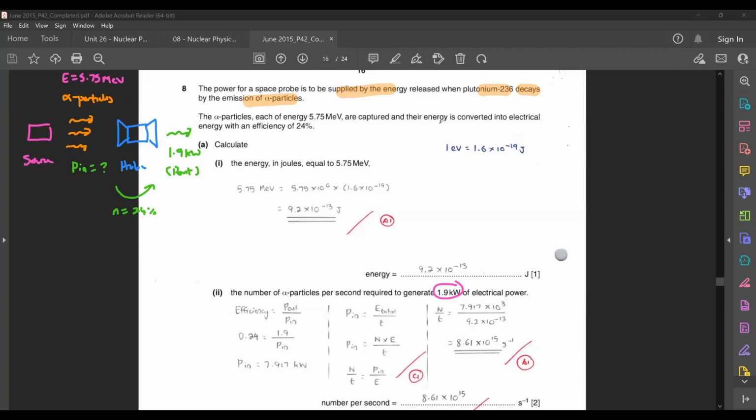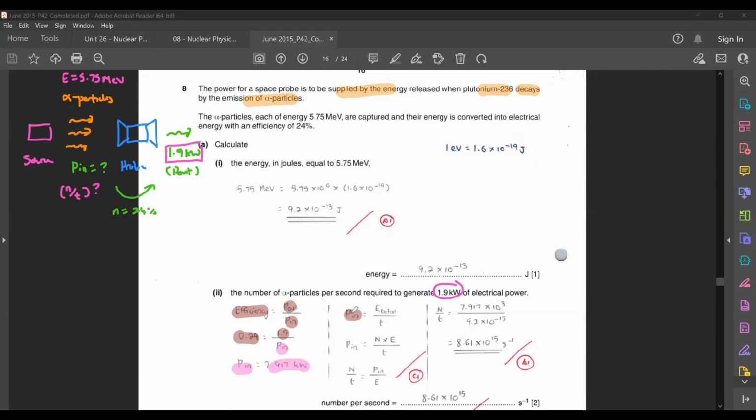So the question now is just asking you, if you have wanted 1.9 kilowatts of power, how much should your alpha particles per second be? So this one, you can actually relate back to your definition of power from AS, where we tell you efficiency is the ratio of the output to input power. Your efficiency now being 24% changed to fraction is just 0.24. Then output power is 1.9 kilowatts. You're trying to find the input power now. It should be 7.917 kilowatts. Okay, so this is one part.